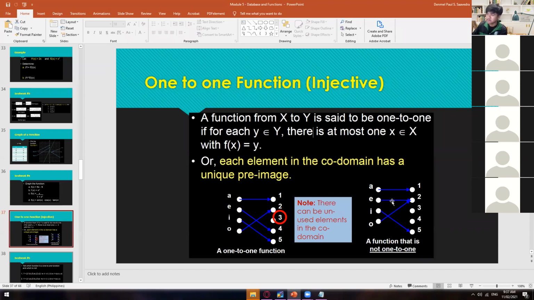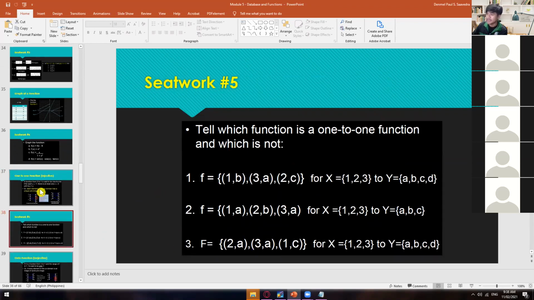All right. Did you guys get this one so far? You guys sure? Feel free to ask me anytime if there is a part that you didn't understand, right? And that's it for one-to-one function. Super simple, super basic. Once you're done with that, you may now start answering Sit Break number 5, right? Tell which function is a one-to-one function and which is not, all right?